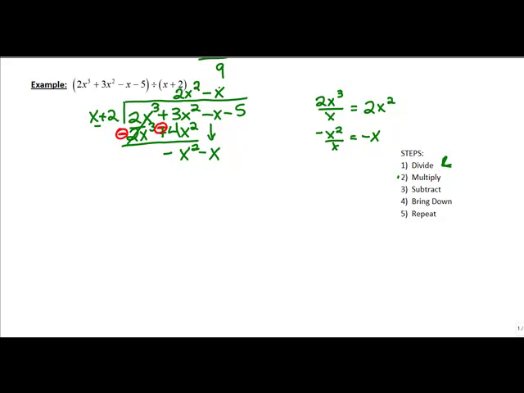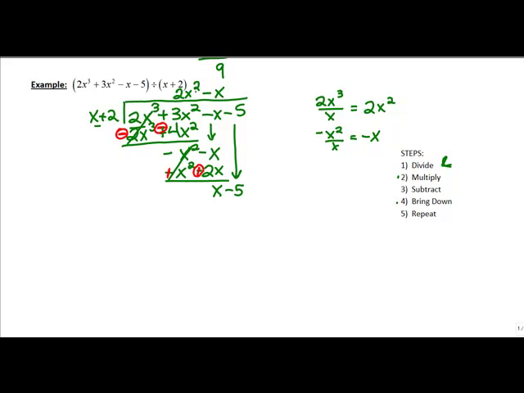Okay, so again, when we multiply, we're going to distribute. Negative x times x is negative x squared, and then negative x times 2 is negative 2x. Next step is subtract, and remember when we subtract, we actually have to distribute a negative to the whole thing, so it's going to change this negative x squared to positive, and the negative 2x to a positive 2x. Okay, negative x squared plus x squared, those two will cancel. Negative x plus 2x is going to be positive x. Next step is bring down, so let's bring down the negative 5.